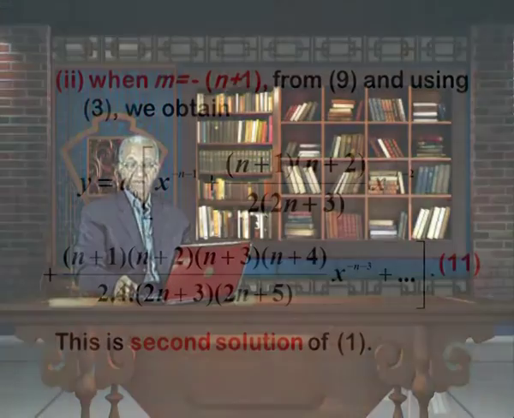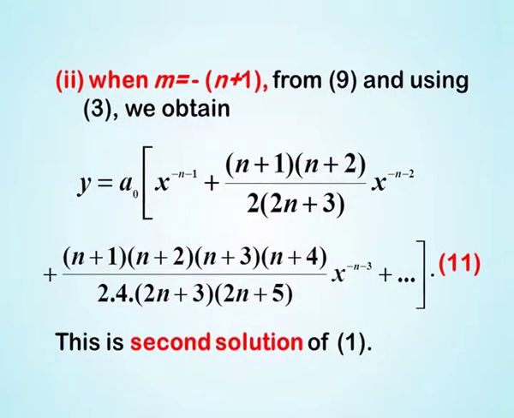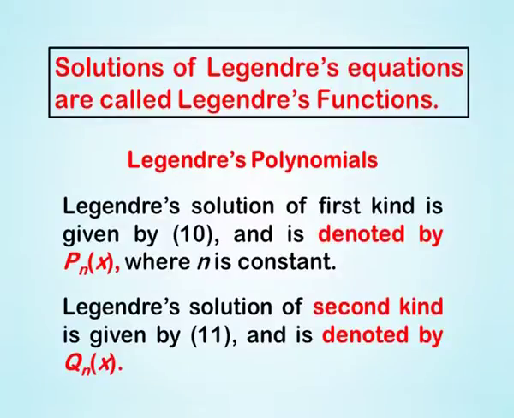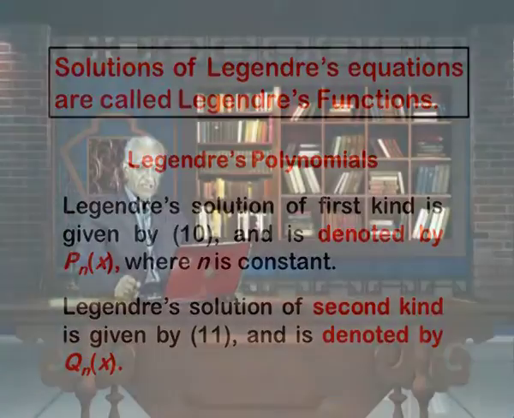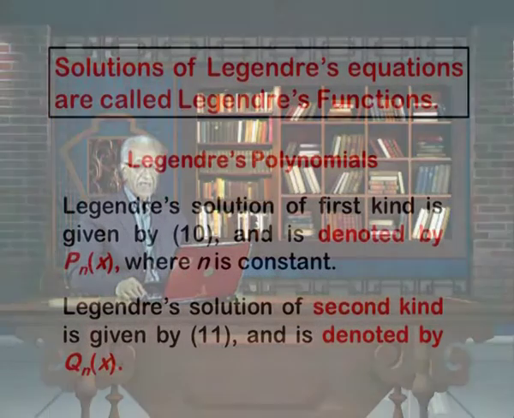One that we have obtained earlier as the first solution, and now we have the equation 11, which we call the second solution of the given equation called Legendre's. Solutions of Legendre equations are called Legendre functions. Make a note of it that Legendre functions are nothing but the two solutions of the Legendre's equation given by equation 1 on the very first part of it that we have discussed.